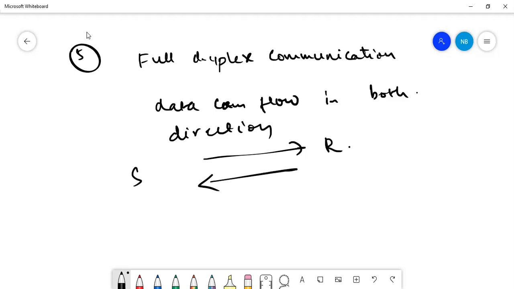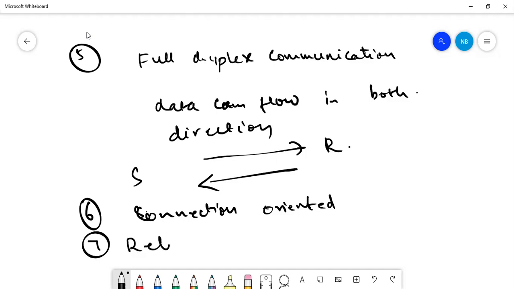There is a sixth service, that is connection oriented service. As we already know, TCP is a connection oriented protocol. Next one is reliable service, that is we can trust the TCP through some kind of mechanism for sending and safe arrival of the data at the receiving end. So totally 7 services are provided by the TCP.